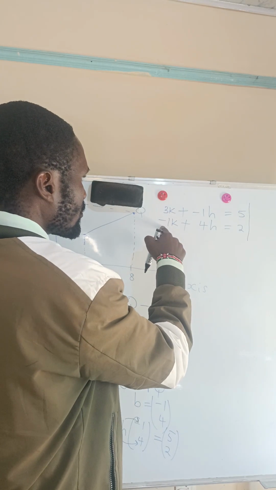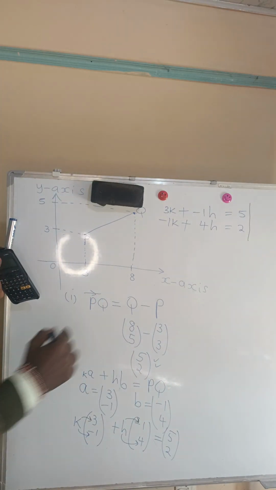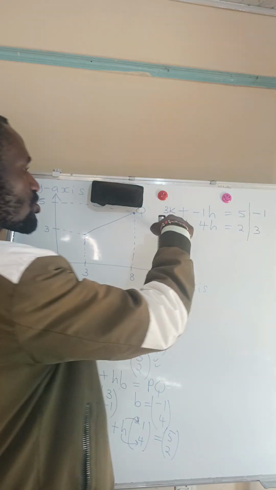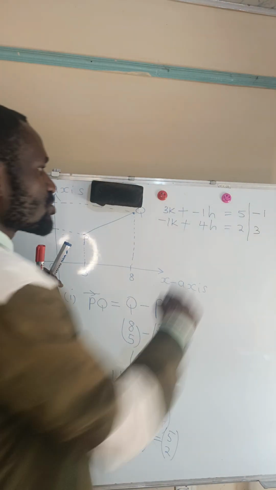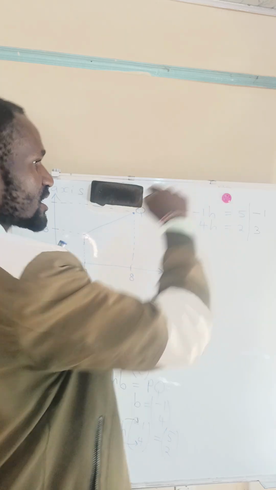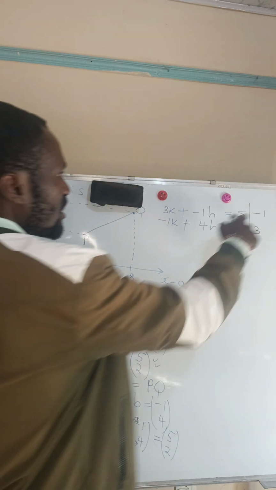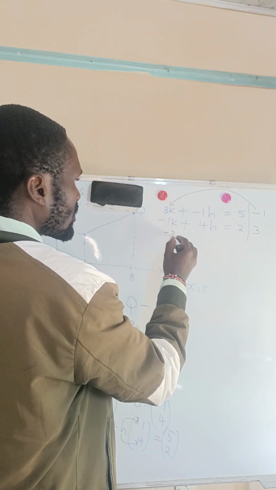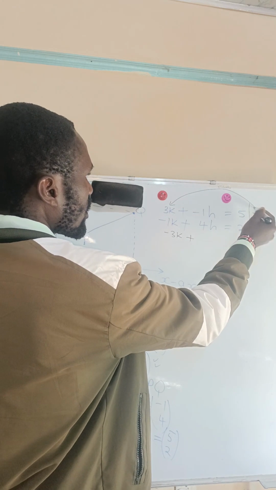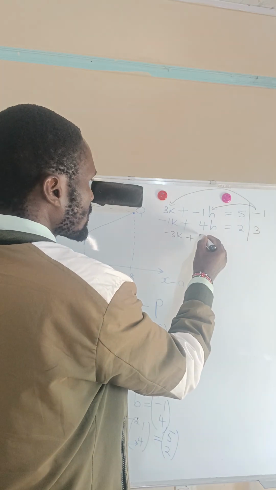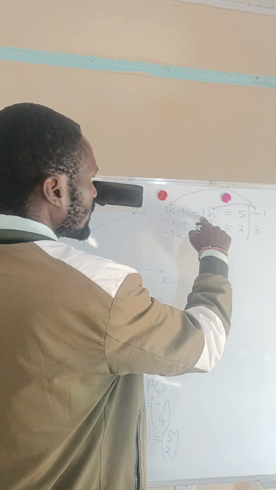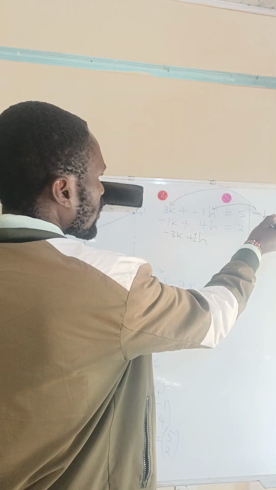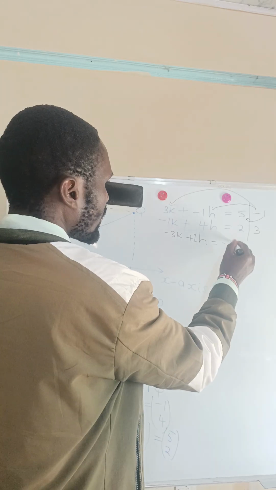We shall use 3 and negative 1. What method am I using? I'm using the elimination method. So I'll put here negative 1, then put here 3. So just interchange those coefficients of k, or you can use the coefficients of h and multiply all through by that value. So I'll start. Negative 1 times 3k, I'll get negative 3k, plus negative 1 times negative 1h, which is positive 1h, because negative 1 times negative 1 is positive. Then negative 1 times 5, I'll get negative 5.